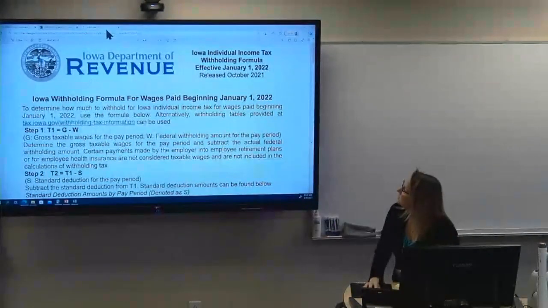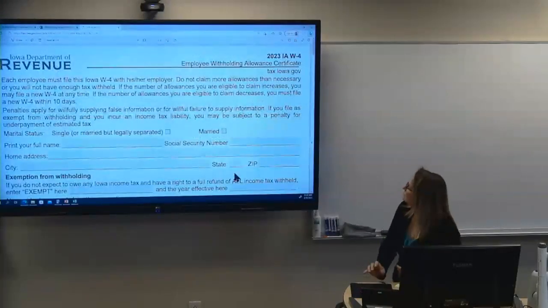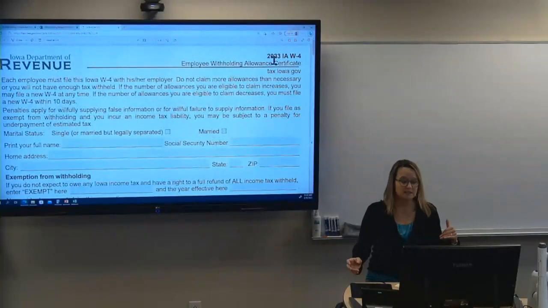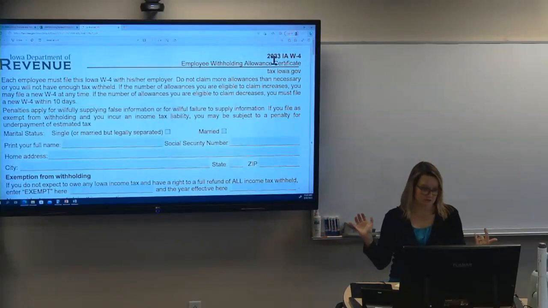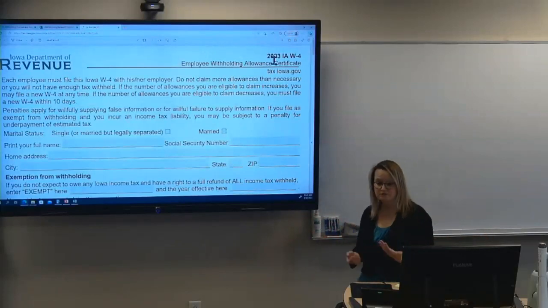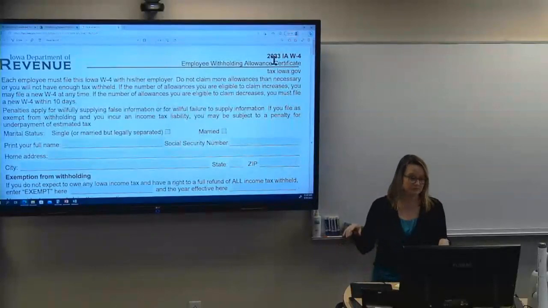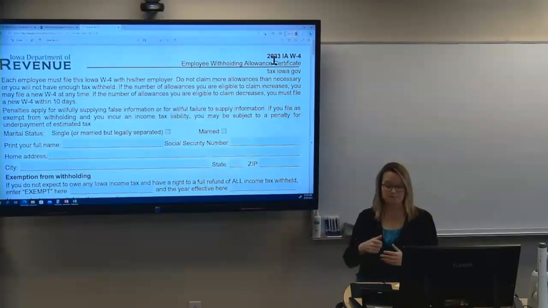Let's first look actually at the W-4. Now you'll see this says 2023. I searched for 2022 and I couldn't find it. This hasn't changed though. This is the same. So when employees are filling out their federal W-4 forms, they're also going to fill out an Iowa W-4 form.